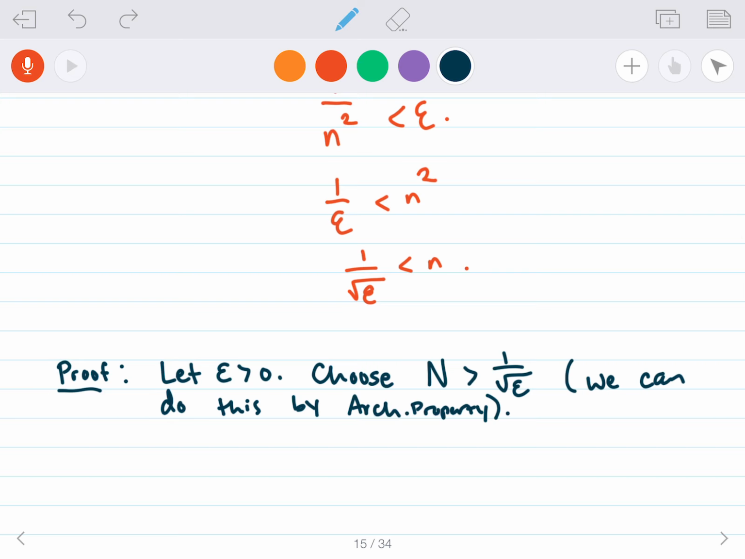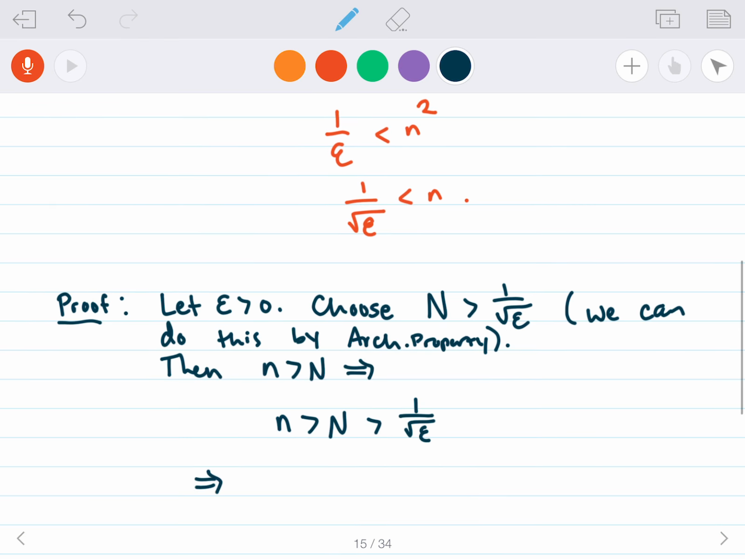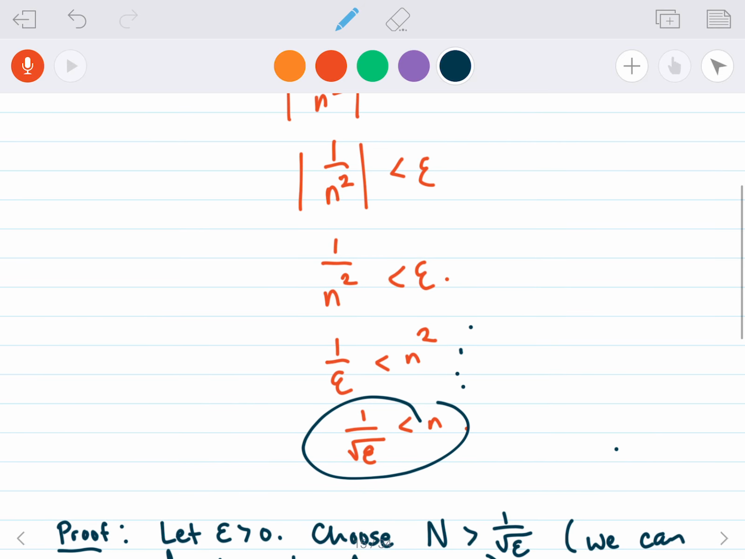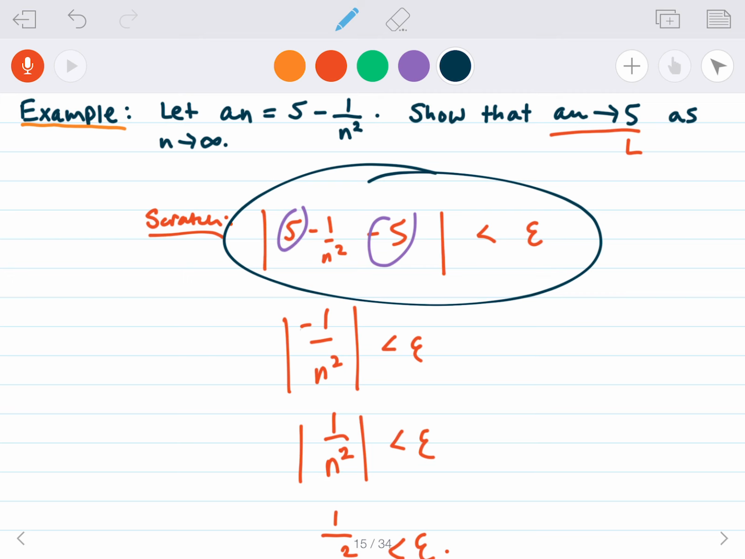Alright, where are we? Okay, we can do this by the Archimedean property. Then we start to work backwards. Then our hypothesis, we need to say n is bigger than capital N. And we know capital N is bigger than 1 over root epsilon. So this says we have n is bigger than capital N, which is bigger than 1 over root epsilon. And this implies that little n is bigger than 1 over root epsilon. And that's where we ended. And now we're going to start backtracking to end the proof. And we want to end the proof here. This is our ending.